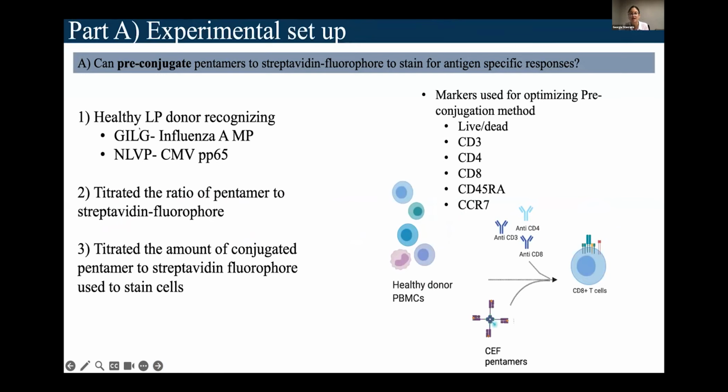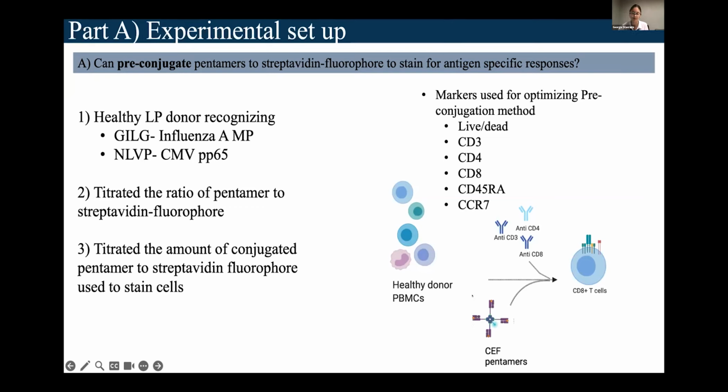So in the next couple of slides that I'll show you, we were looking at a healthy leukopak donor that recognized immunodominant influenza MHC class 1 epitope, as well as an immunodominant CMV MHC class 1 epitope. And again, just to reiterate, we titrated that ratio of pentamer to streptavidin-fluor that we did the pre-conjugation with, and then we titrated how much of that pre-conjugation we added to PBMCs. So this is just briefly what we stained these optimization experiments with. So we just used a smaller panel. And in these experiments here, we're just looking at a single pentamer stain.